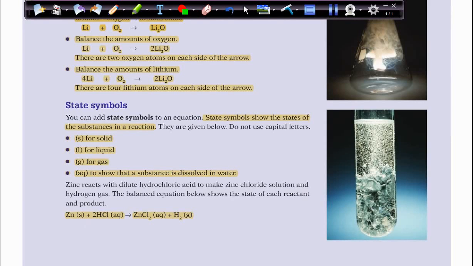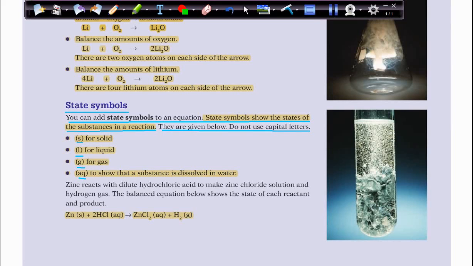The last part of our lesson is state symbols. You can add state symbols to an equation. State symbols show the state of the substances in the reaction. They are given below. Do not use capital letters. Here we have small letters, as I said earlier. We have to use small letters for gas, liquid, solid, and aqueous.